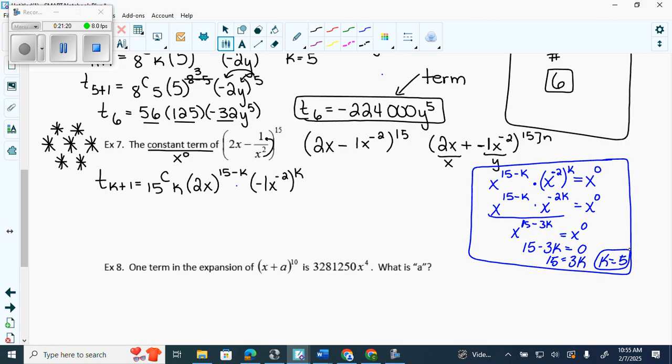So now that I know k is 5, I just plug in a 5. So I do t 5 plus 1. So what is the constant term number? 6. What is the constant term? I got to do some math. Okay, so I'm going to do 15 choose 5, x to the 15 minus 5, negative 1, x to the negative 2 to the 5. So I'm going to get term 6 equals, what's 15 choose 5?